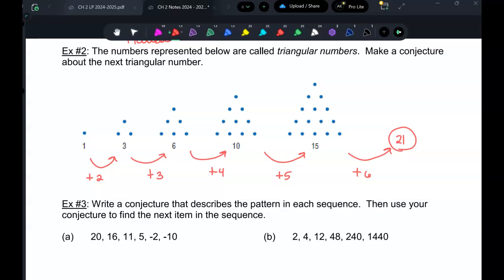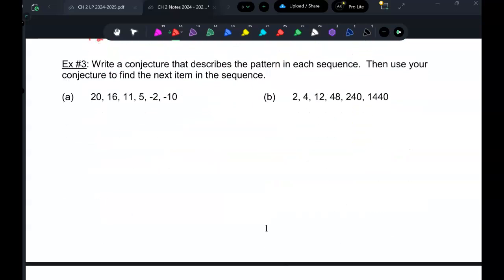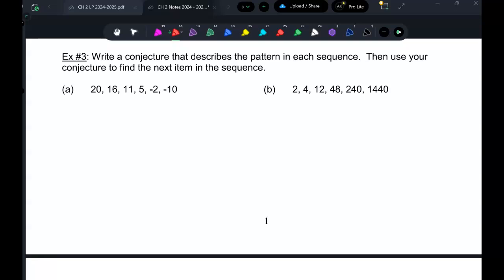So we could look at the pattern in the numbers, or we could look at the pattern with the dots. Both of those are fine. Now we just have a set of numbers. So first we want to make a conjecture that describes the pattern. And then we want to use the conjecture to find the next item. So the next number.